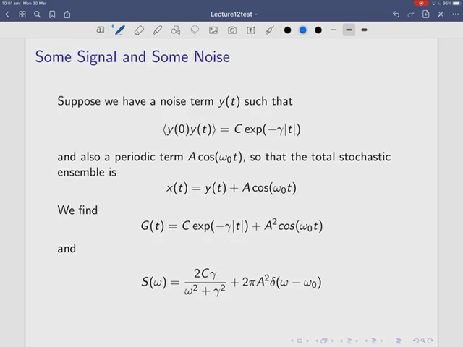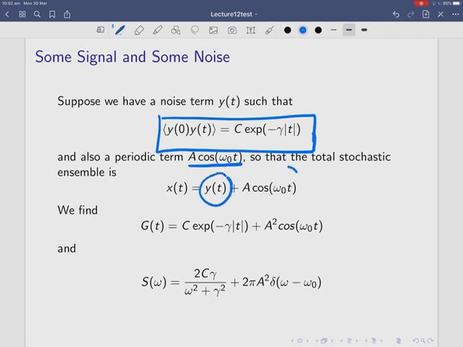All right, now let's take a system which has some signal and some noise. A signal which just has noise is probably not particularly interesting, and if your signal contains only noise, you're probably wondering why you're doing the experiment. So suppose we have a noise term y of t such that we get this. This is our noise correlation. But we also have a periodic component like this. This is our signal. It's a nice cosine function. We're going to take our total signal to be the noisy bit plus the other bit. So we've got a bit that's going crazy and a bit that's going like this.